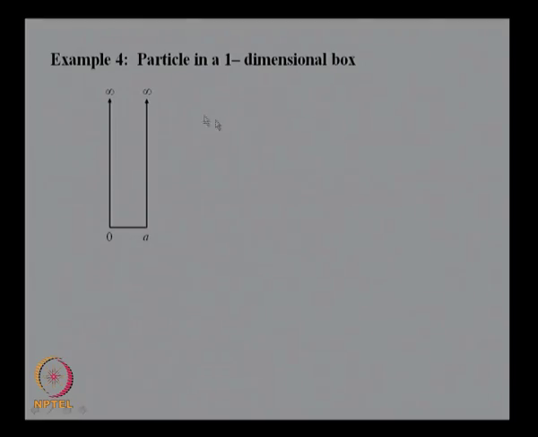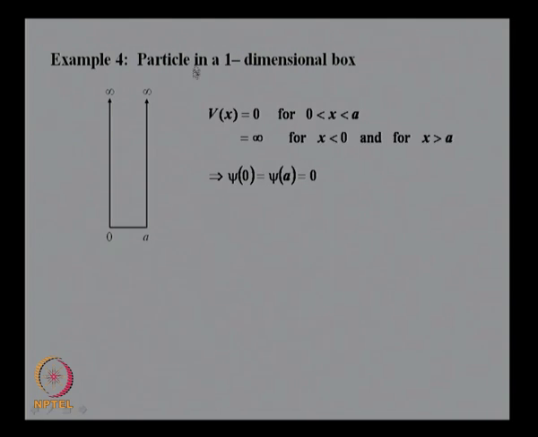So, let me show you a slide. We consider example number 2, particle in a one dimensional box. Here, unfortunately, instead of capital L, I have used small a, just bear with me. The potential energy function is 0 between x equal to 0 and x equal to a, and it has an infinite jump at x equal to 0 and at x equal to a, so that the probability of finding the particle outside the well is 0, and therefore the wave function must vanish at x equal to 0 and at x equal to a.